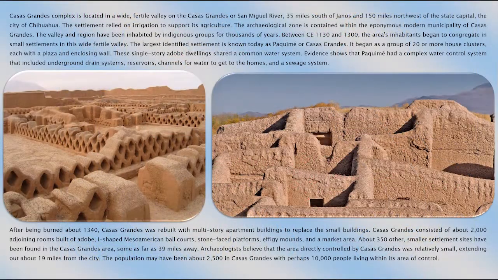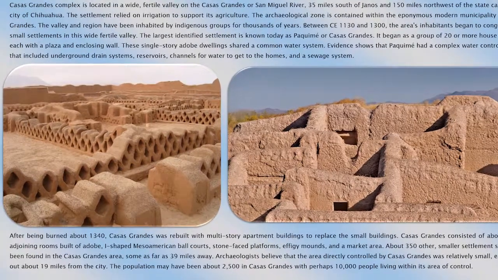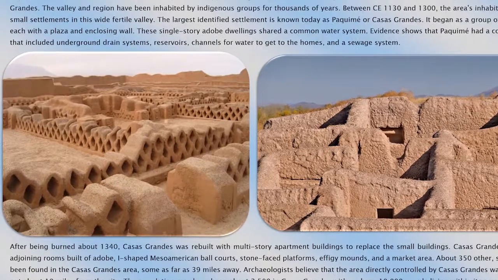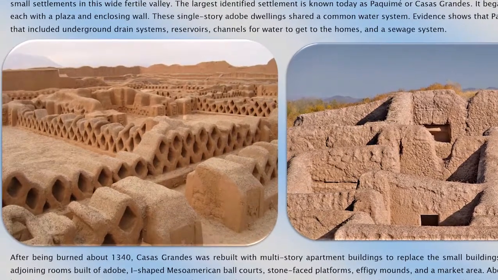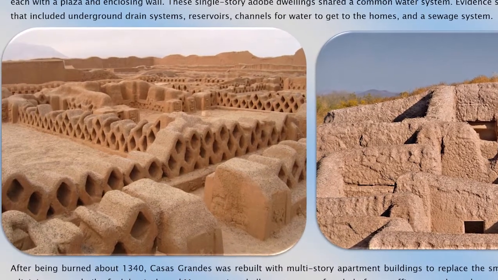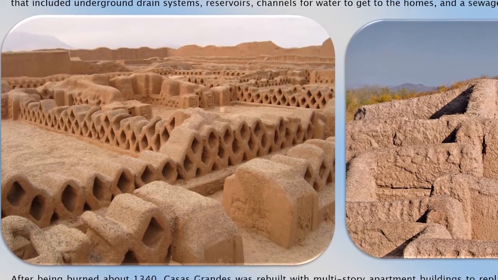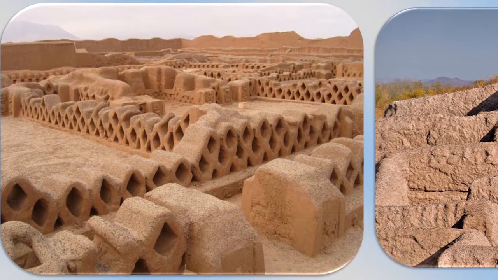All right, the Casas Grandes complex is located in a wide fertile valley on the Casas Grandes or San Miguel River, 35 miles south of Janos and 150 miles northwest of the state capital, the city of Chihuahua. The settlement relied on irrigation to support its agriculture, and the archaeological zone is contained within the eponymous modern municipality of Casas Grandes. The valley and region have been inhabited by indigenous groups for thousands of years.